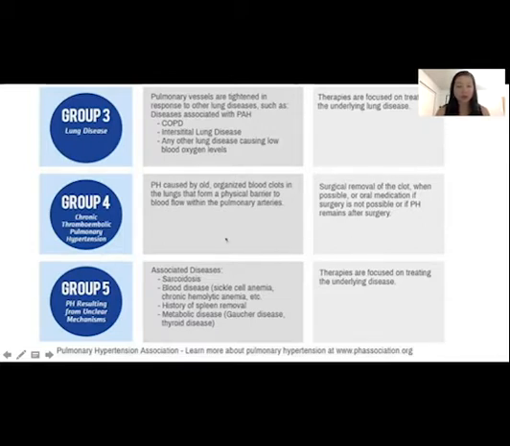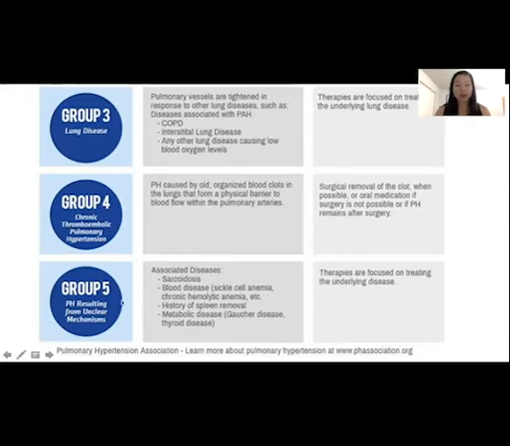Group 4 pulmonary hypertension is chronic thromboembolic pulmonary hypertension, which is pulmonary hypertension caused by chronic blood clots. Treatment is focused on surgically removing the old clots or opening up the arteries where blockages may exist. Medications like anticoagulation that prevent the formation of new clots, and certain oral medications that are approved for this particular type of pulmonary hypertension.